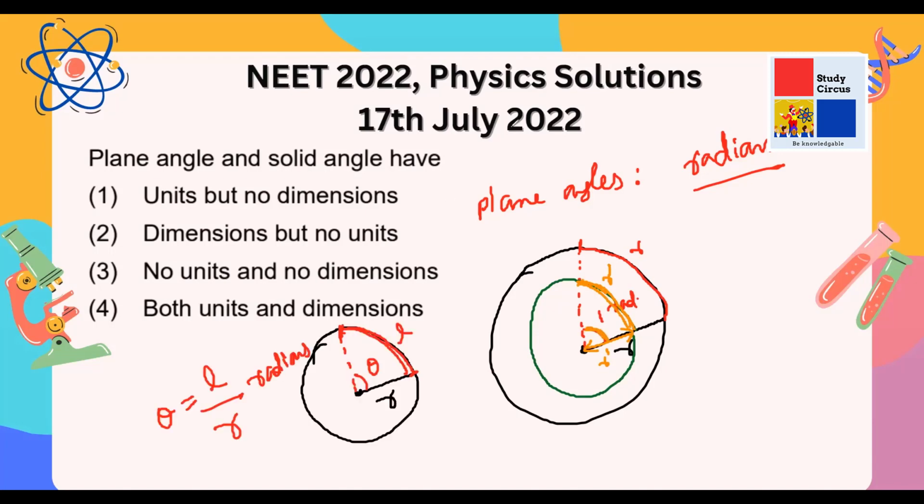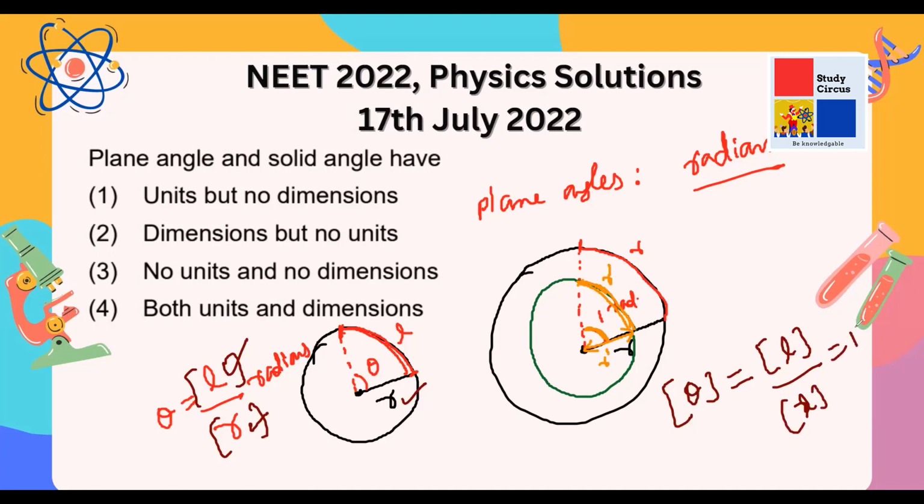Now see, this L is also length, this radius r is also length, right? So this is length upon length. If I talk about the dimension of theta, that is length upon radius, which is also length. So it is 1, that means dimensionless, right? So plane angles are dimensionless, but certainly we have a unit for it, that is the radian.